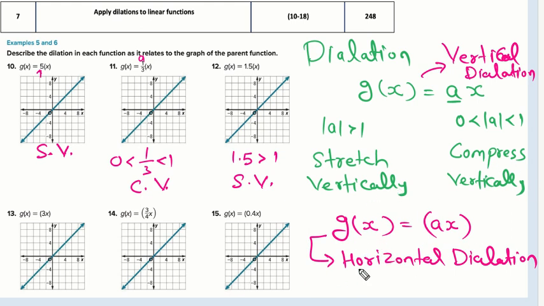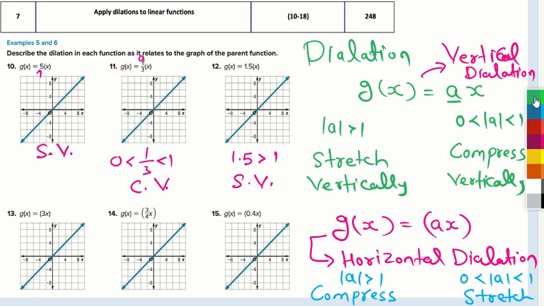Now horizontal dilation. In this case, if you have a more than 1, then it is the opposite of vertical. There it is a stretch, so here it will be compress horizontally. If it is between 0 and 1, then it will be stretch. That's how you can remember it. Now let's talk about the questions down here.